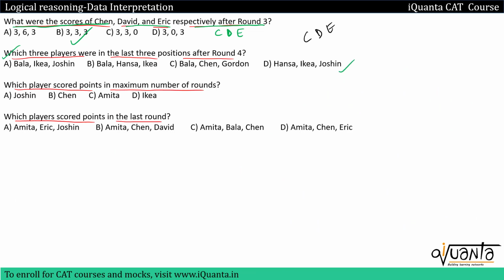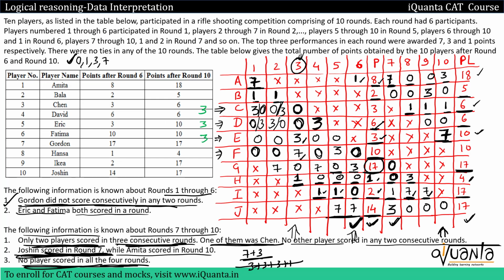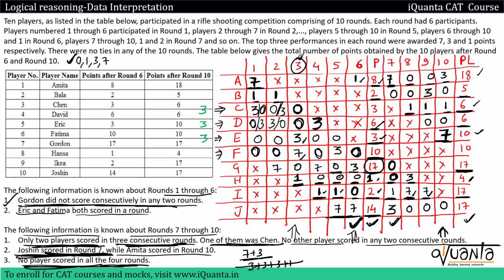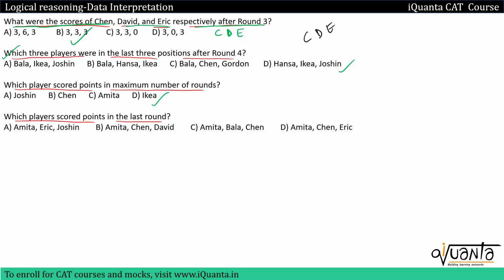Third question is, which player scored points in maximum number of rounds? So you can count it from the table, that particular player who has scored points in maximum number of rounds, that will be the answer. So if you count it from the table, it will be I, option D will be the correct answer. Which player scored points in last round? So in the last round, A, C, E, they scored points. So option D will be the correct answer, A, C, E.